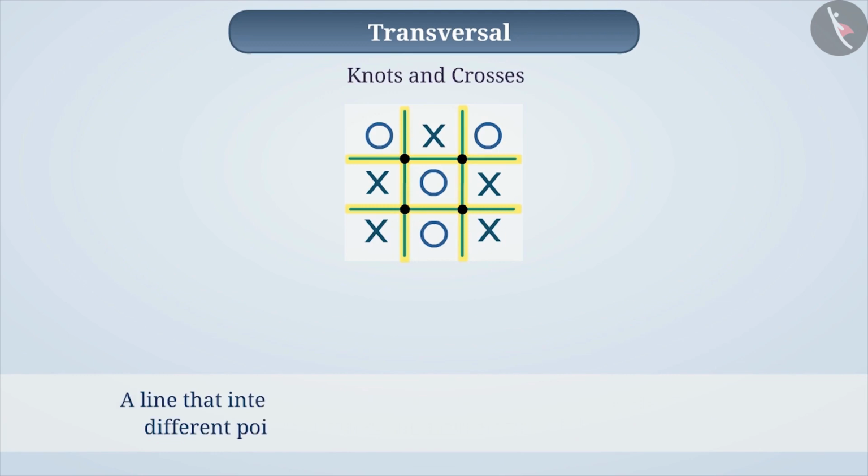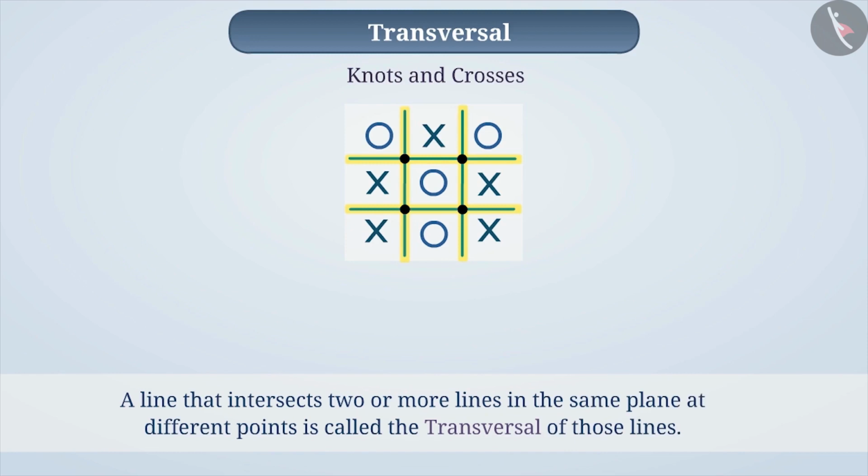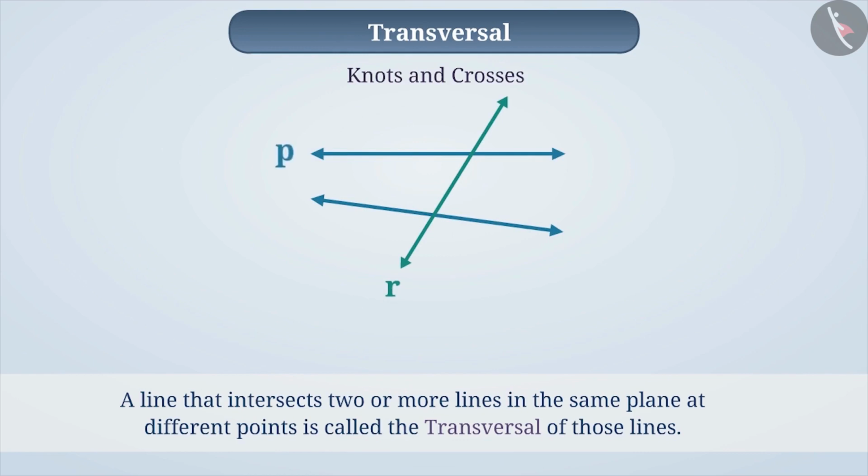A line that intersects 2 or more lines in the same plane at different points is called the transversal of those lines. If you see here, line R is intersecting the line P and line Q at different points. Therefore, line R is the transversal of lines P and Q. This makes different angles with the two lines which have an interesting relationship amongst them. We will learn about them in the next video. For now, we will understand the transversal.